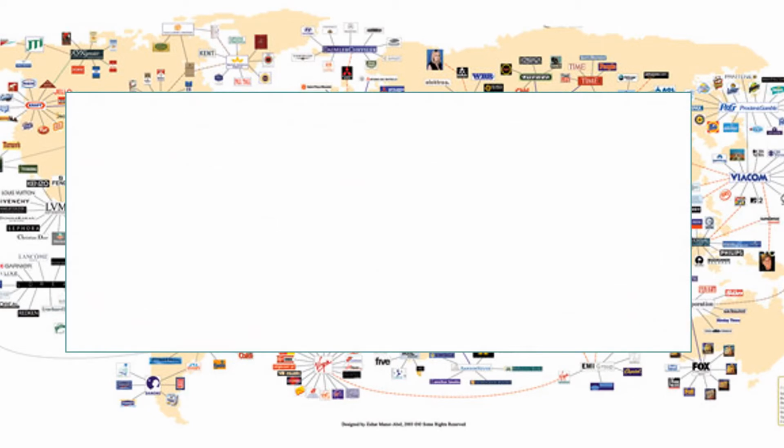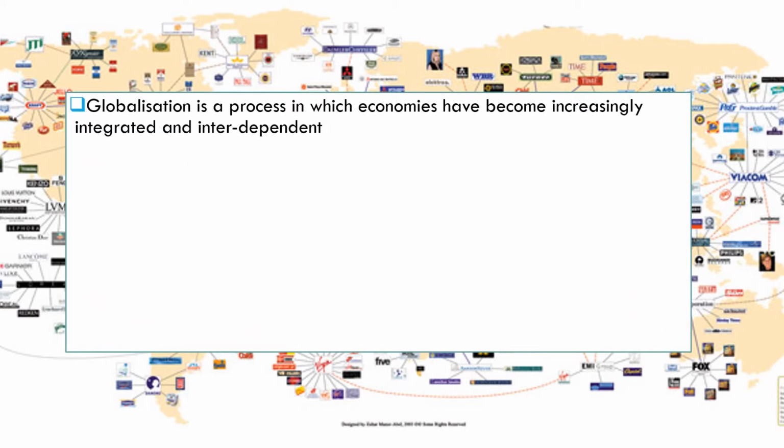So what does a globalized world involve? Globalization is a process in which economies become increasingly integrated, so joined up, and also interdependent, reliant on each other. We need to be aware that it's a dynamic process rather than an end state. It's constantly evolving and constantly changing.